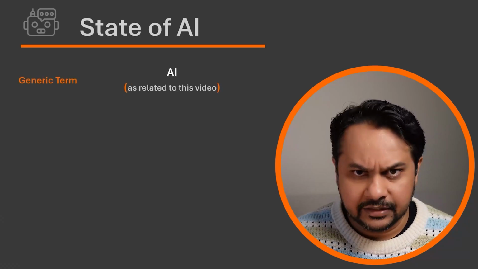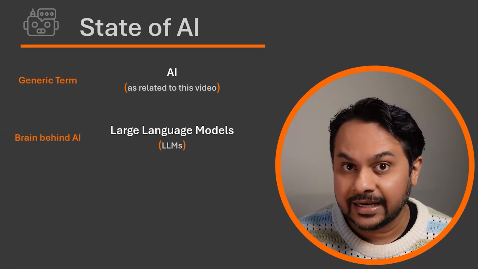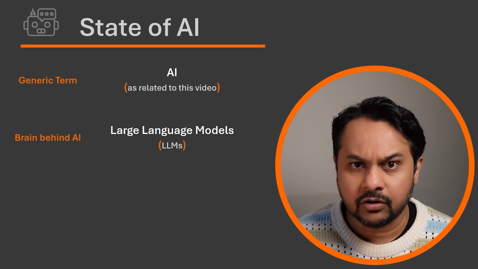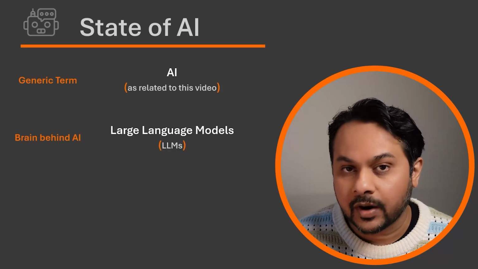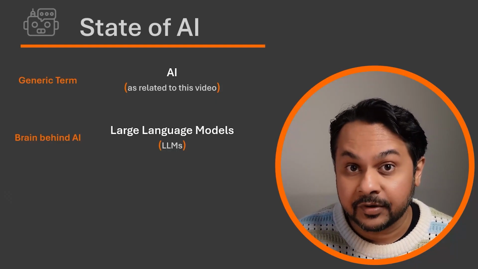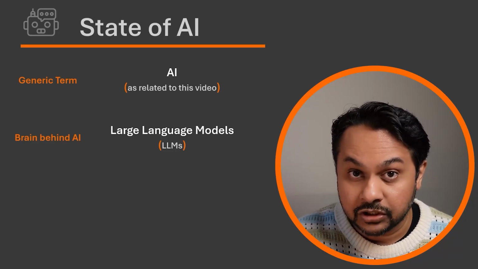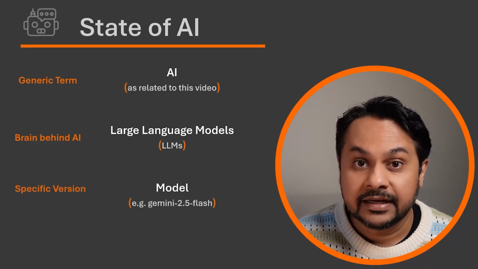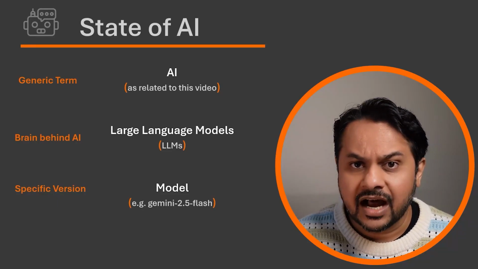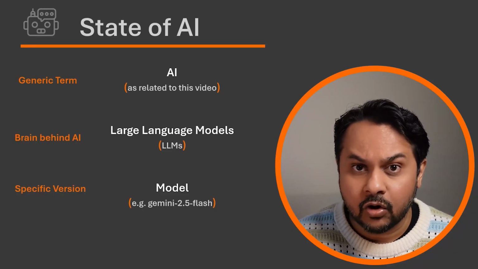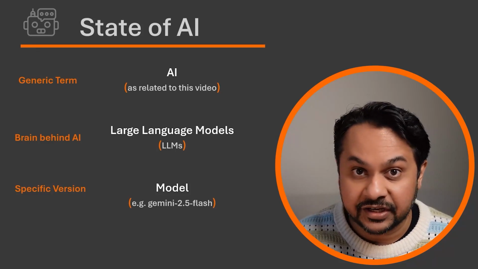When I say AI in this context, I'm really talking about large language models or LLMs. So basically ChatGPT or Gemini. On a high level, LLMs are basically a super advanced brain trained on a massive library of text, images, and code. And a specific trained version of this brain is called a model, like the Gemini 2.5 Flash model that we will be using today. These models are extremely good at understanding context, patterns, and human language, and they're also fantastic at generating code.